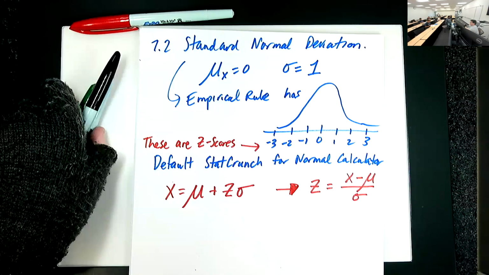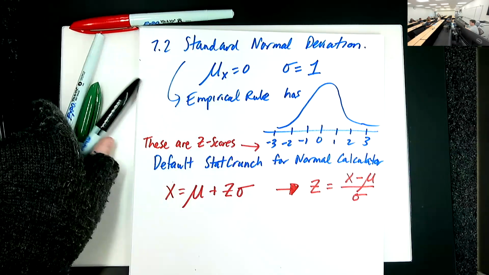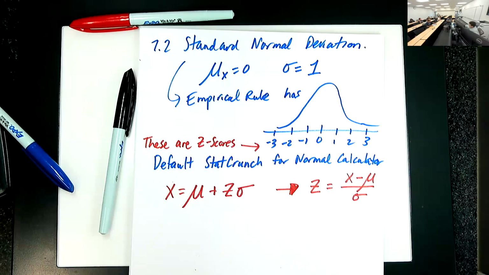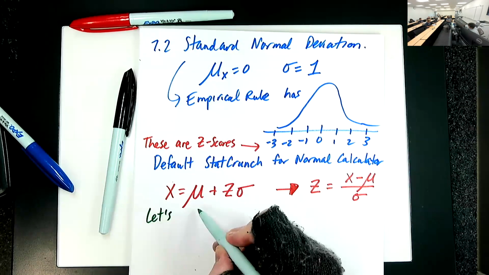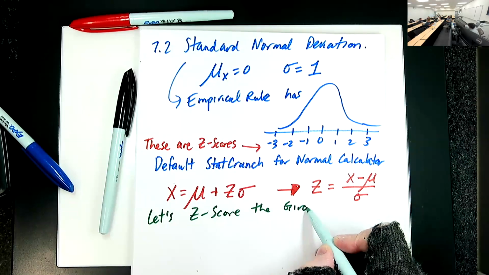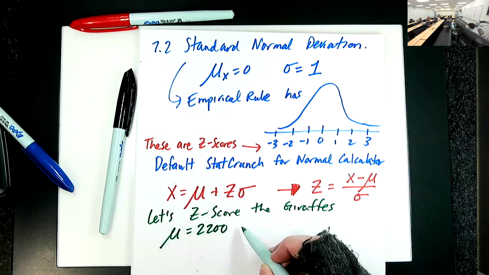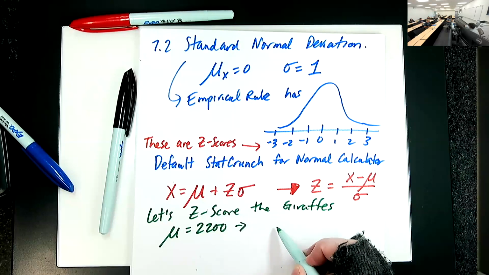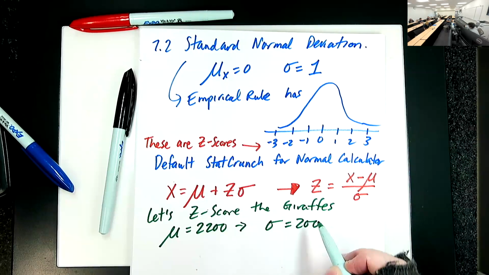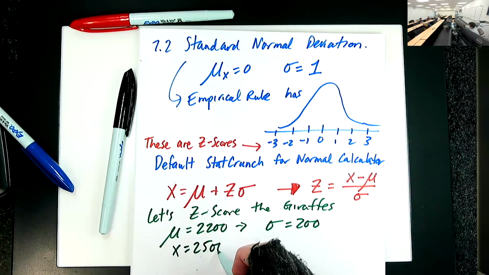Okay, so let's go back to our giraffes. Let's go back to our 2,500-pound giraffes. Let's z-score the giraffes. As a reminder, their mean was 2,200 and their standard deviation was 200. And we were talking about 2,500-pound giraffes, so we'll say X equals 2,500.